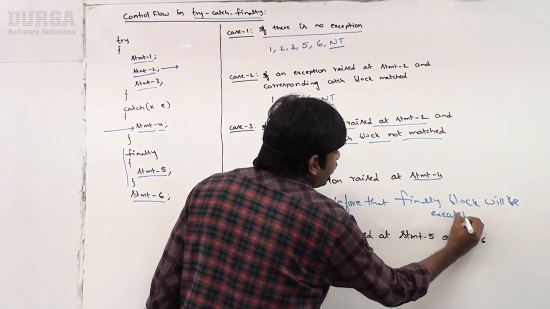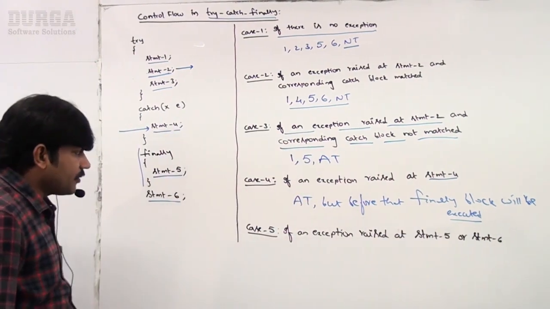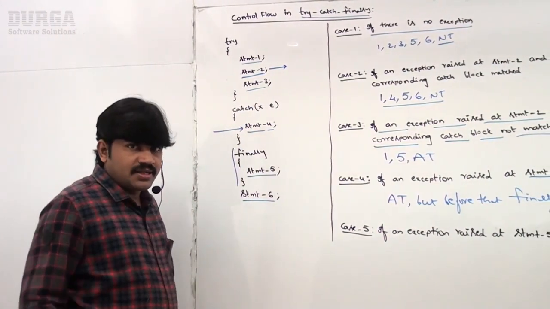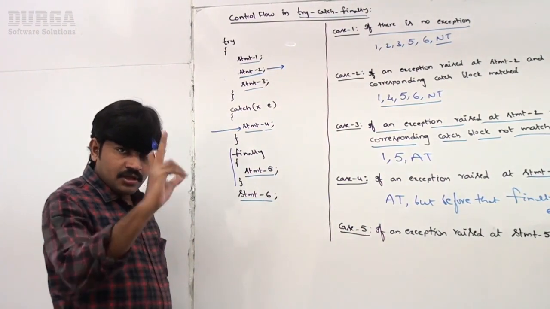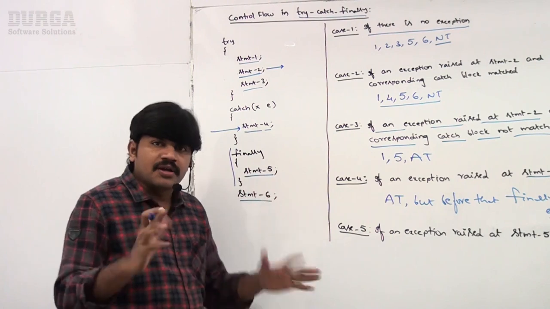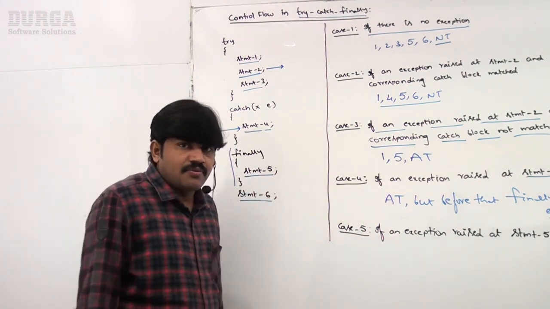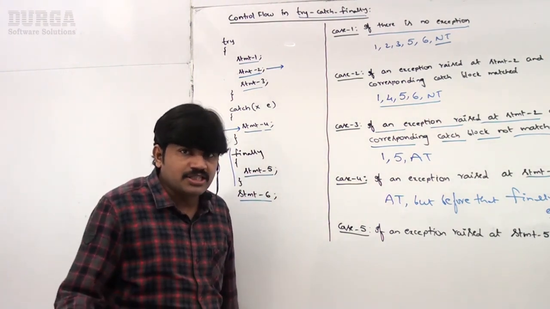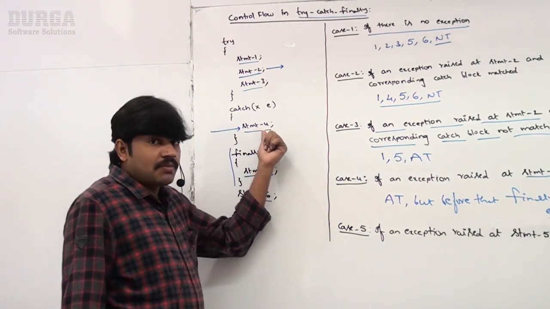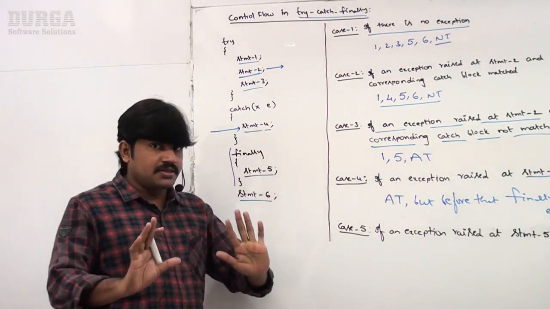Okay, the finally block will be executed. So it is very clear. If an exception is raised at statement 4, what will happen? It's always abnormal termination because statement 4 is not part of the try block. If it is not inside the try block, then there is no corresponding catch block. No corresponding catch block means abnormal termination. But before abnormal termination, the finally block will be executed.